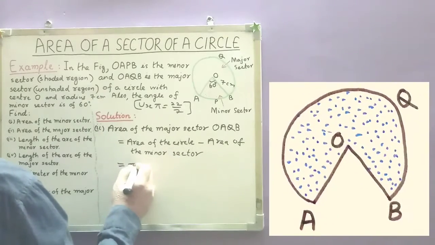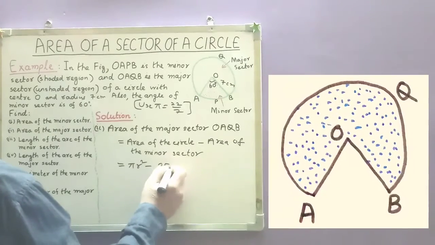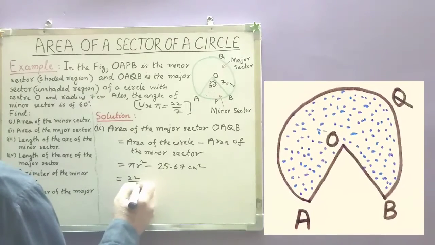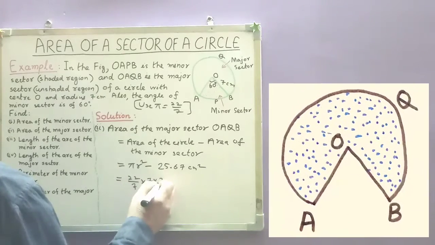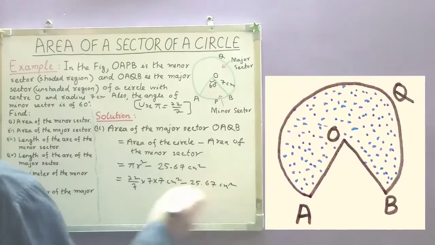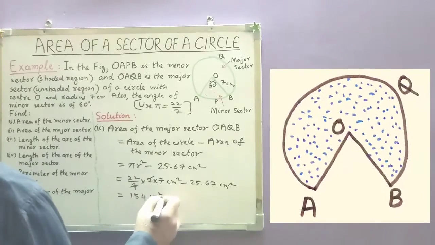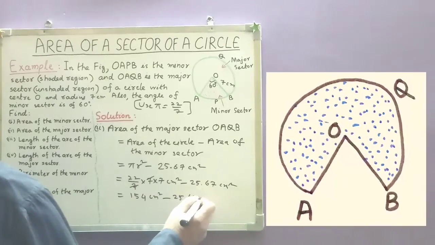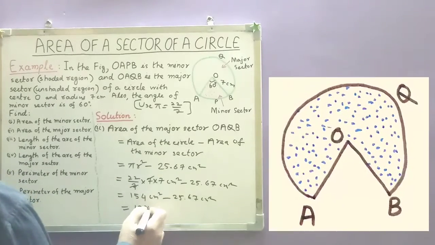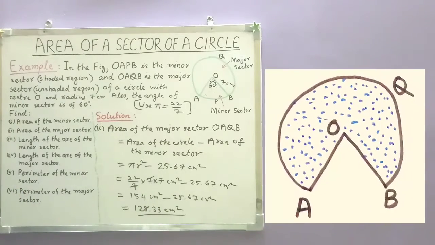That equals pi r square minus 25.67 centimeter square, that equals 22 by 7 multiplied by 7 into 7 centimeter square minus 25.67 centimeter square. On simplifying we get 154 centimeter square minus 25.67 centimeter square, that equals 128.33 centimeter square.